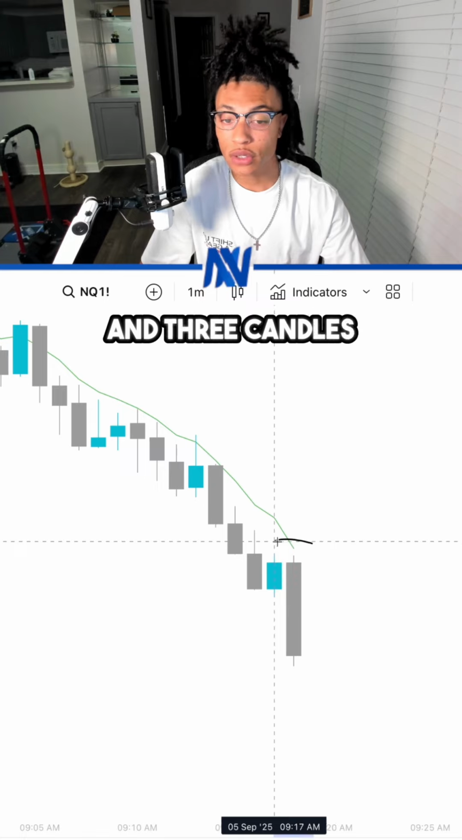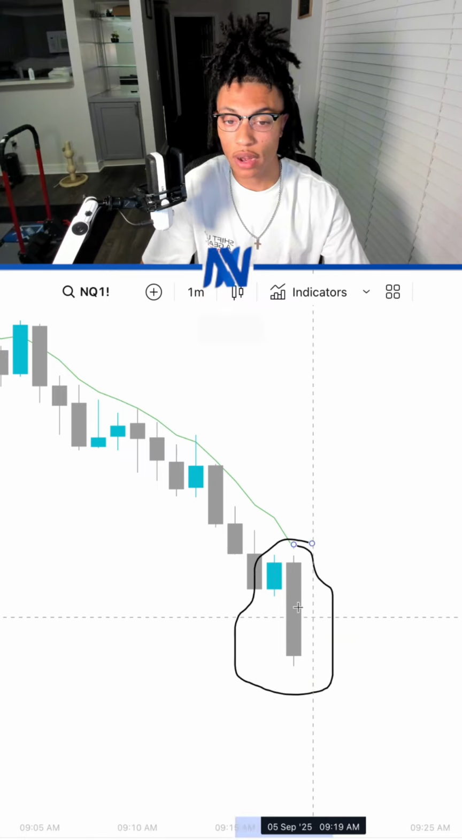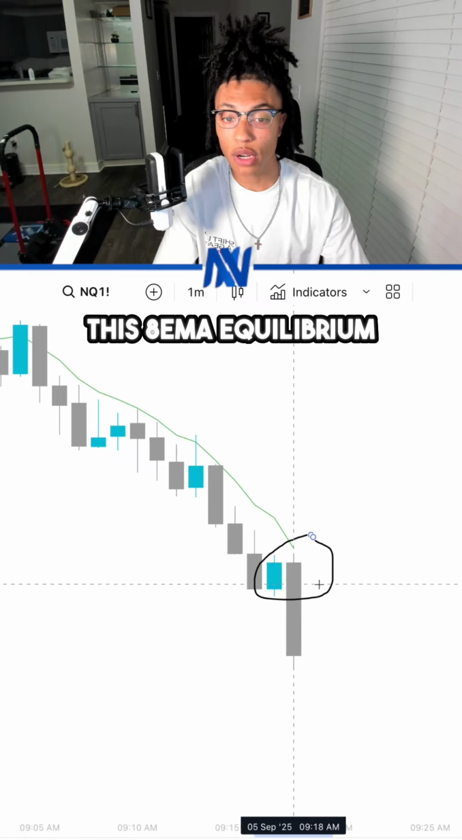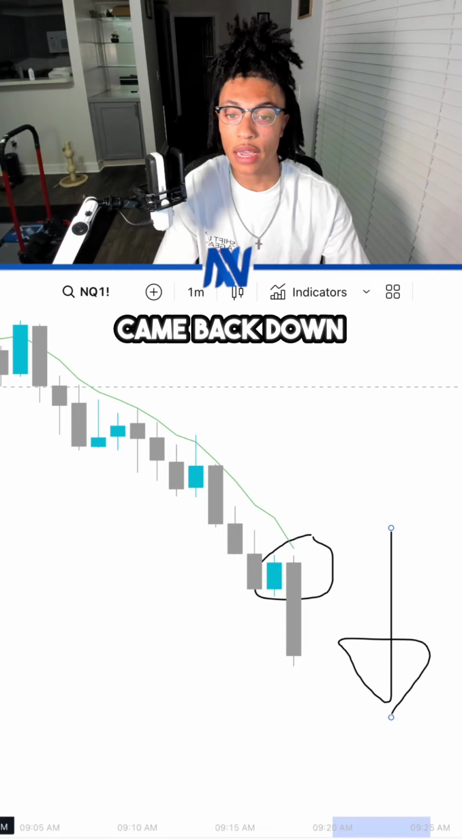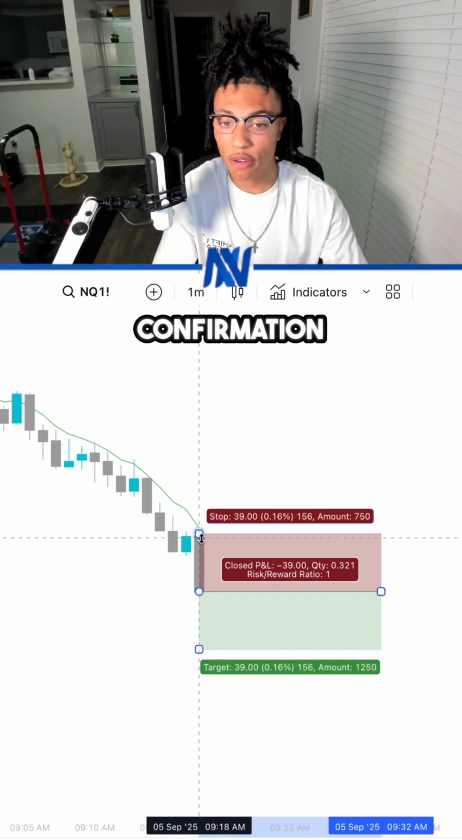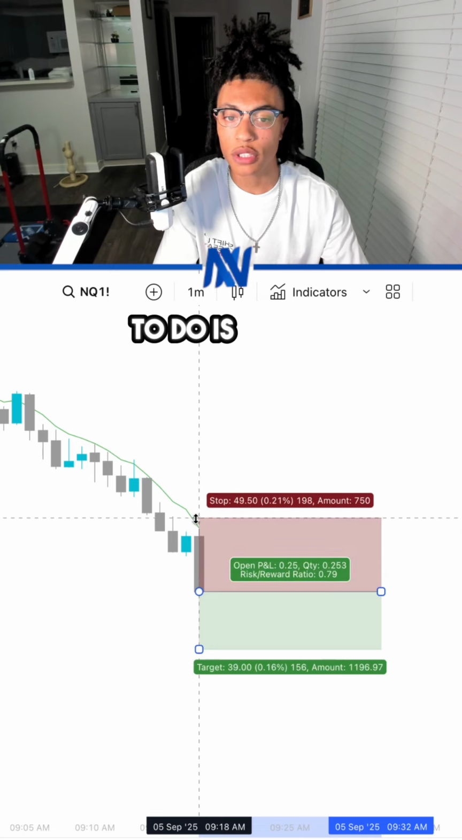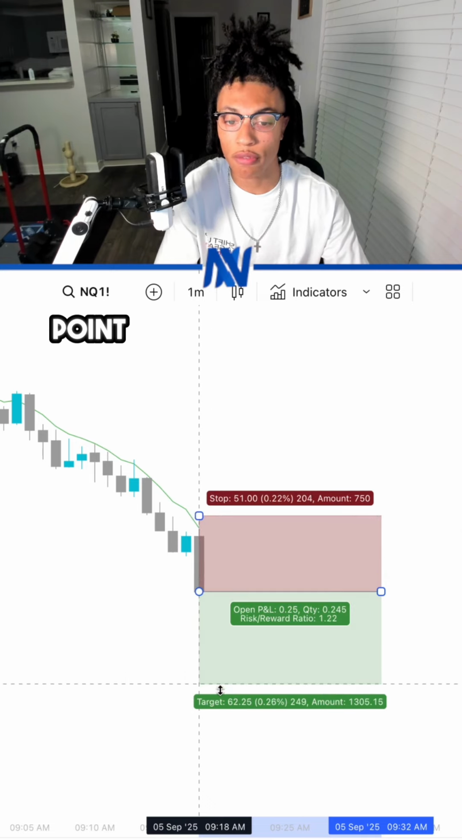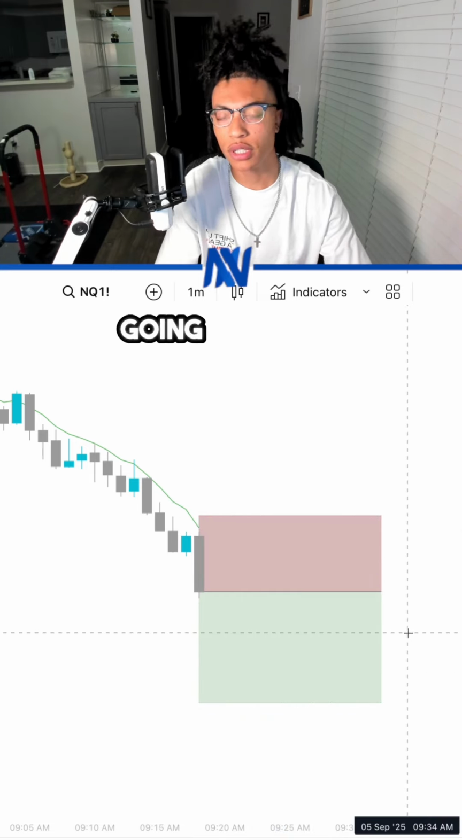And 3 candles later, we got a nice rejection candle right here. Price touched this 8 EMA equilibrium zone, came back down, and it confirmed that downtrend, and we could finally get into a trade. Since we have confirmation for entry, all we're gonna do is target a nice 1 to 1.5 risk to reward ratio, and we're just gonna let the trade play out.